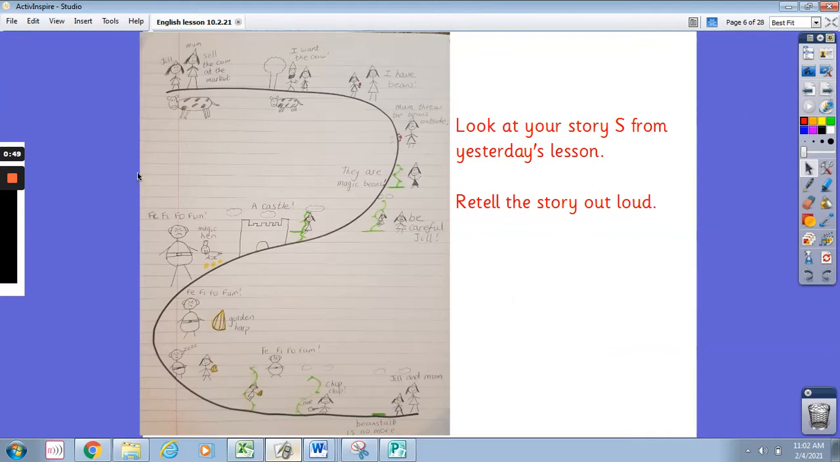Okay, brilliant work. I'm going to use my story S that I made in yesterday's lesson to retell my story out loud now. So at the beginning of my story, I have got Jill and Mum, and Jill is my new character that I've replaced Jack with. And Mum says to Jill, go and sell the cow at the market. So Jill takes the cow and she finds an old man who says, I want the cow. She sells the cow to him and instead of money, she gets beans. So she goes home to Mum and says, I have beans.